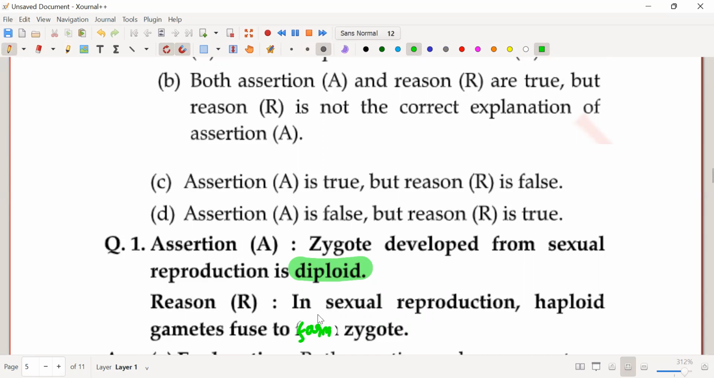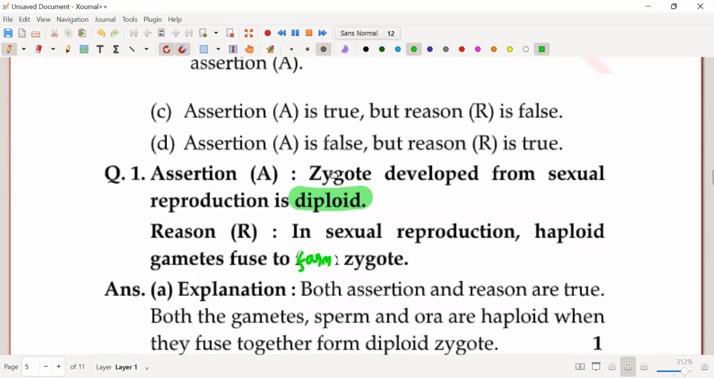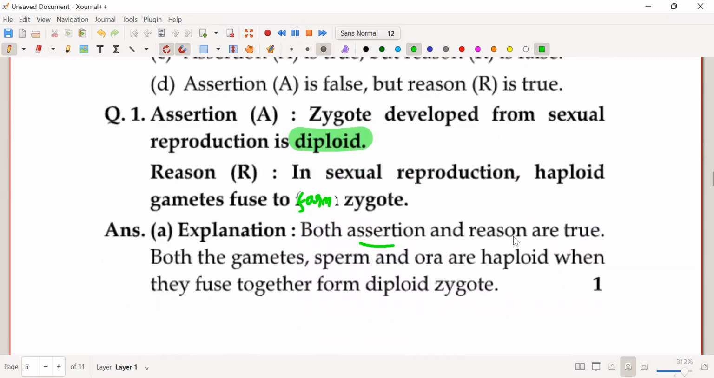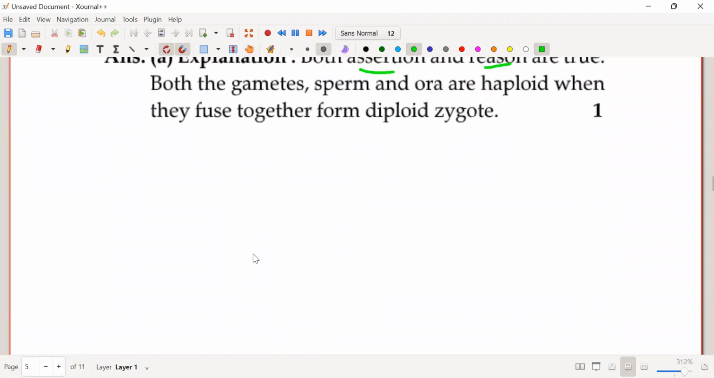F-O-R-M, form, not from. Right? Explanation: both assertion and reason are true. Yes, the zygote developed from sexual reproduction is always diploid, because two haploid gametes combine to form a diploid, 2N. In sexual reproduction, haploid gametes fuse to form the zygote. Yeah, this is the right reason. The explanation is also true, and the reason is also true.